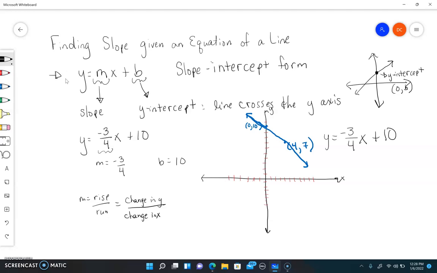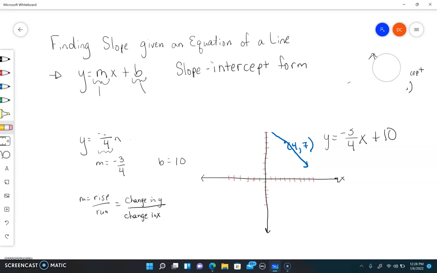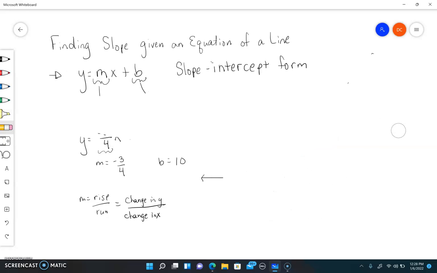So this is pretty simple. When you're given an equation of a line in slope-intercept form, y equals mx plus b, it's fairly simple to find the slope. You just have to remember where that m is. It's the coefficient of your x.